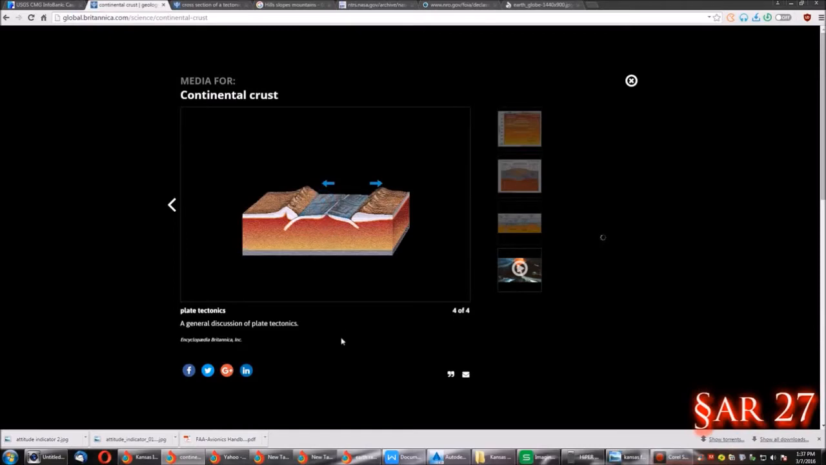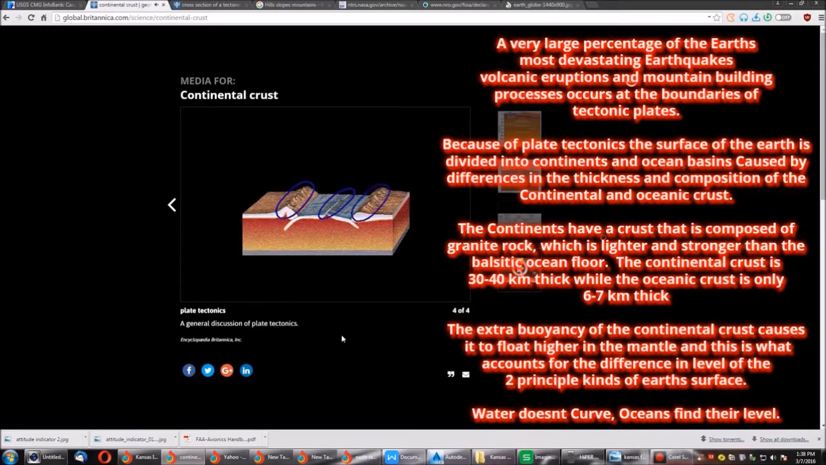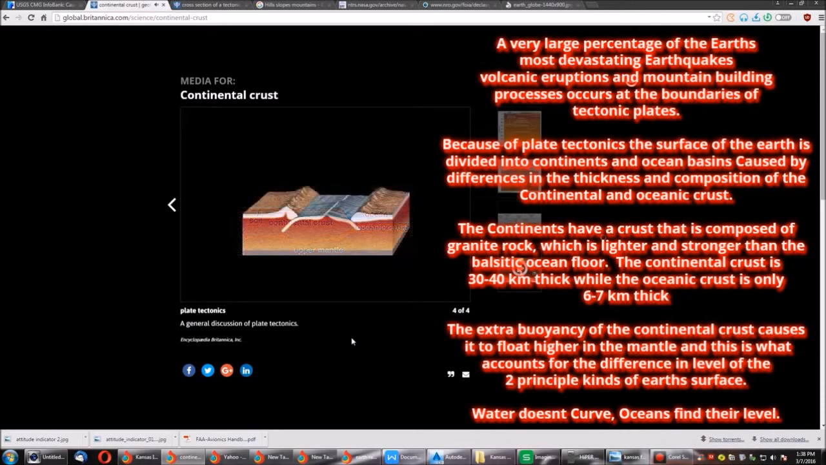A very large percentage of the Earth's most devastating earthquakes, volcanic eruptions, and mountain building processes occurs at the boundaries of tectonic plates. Because of plate tectonics, the surface of the Earth is divided into continents and ocean basins, caused by differences in the thickness and composition of the continental and oceanic crust. The continents have a crust that is composed of granite rock, which is lighter and stronger than the basaltic ocean floor. The continental crust is 30 to 40 kilometers thick, while the oceanic crust is only 6 to 7 kilometers thick. The extra buoyancy of the continental crust causes it to float higher in the mantle, and this is what accounts for the difference in level of the two principal kinds of Earth's surface.